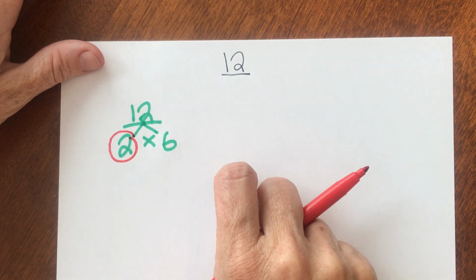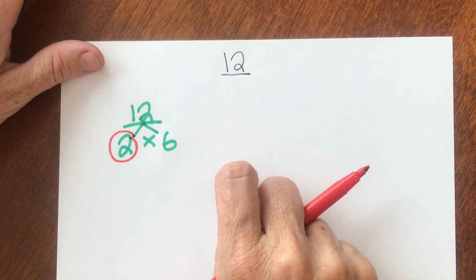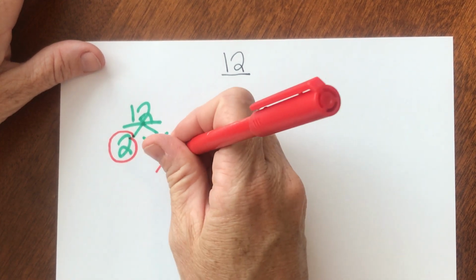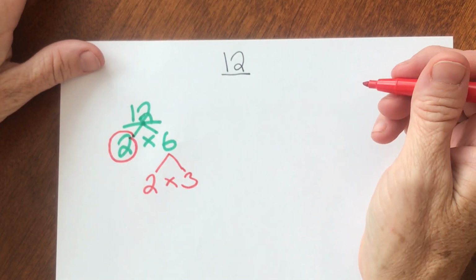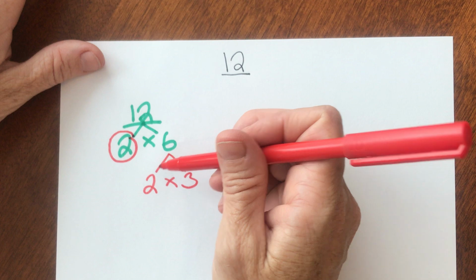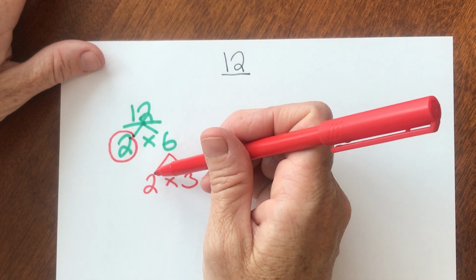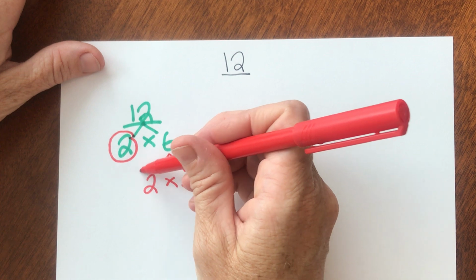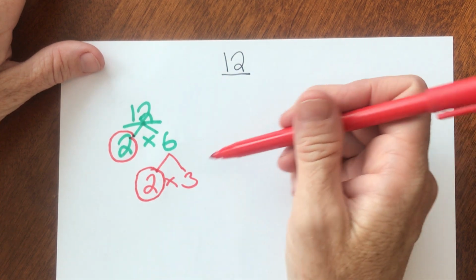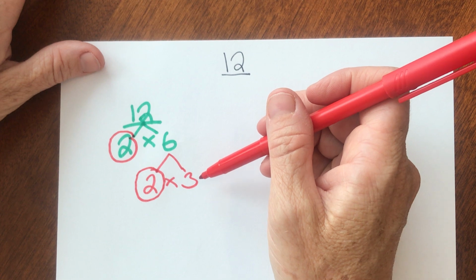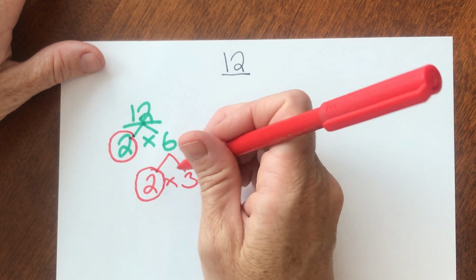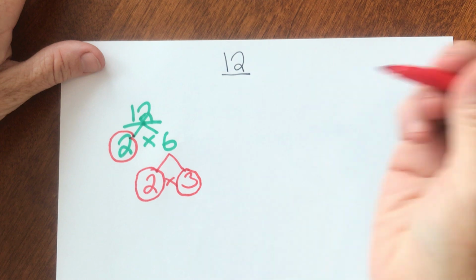What about 6? What times what equals 6 without using a 1? I could say 2 times 3 equals 6 without using a 1. What could I say about 2? What times what equals 2 without using a 1? Can't do it, so it has to become an apple. What about 3? What times what equals 3 without using a 1? I can't do it either.